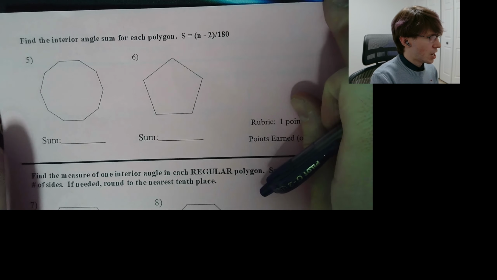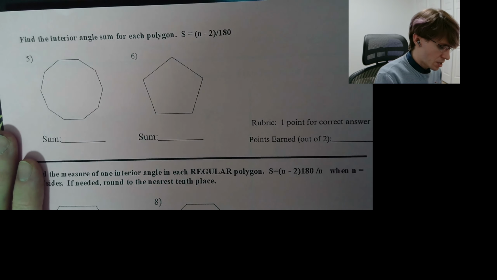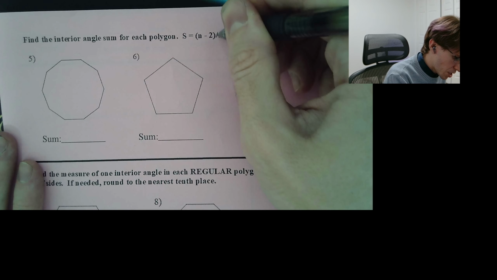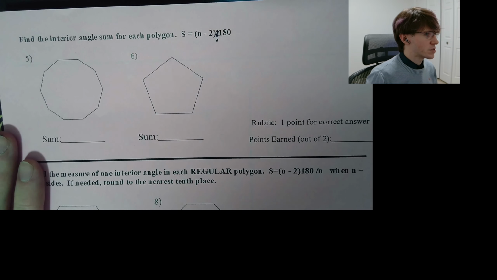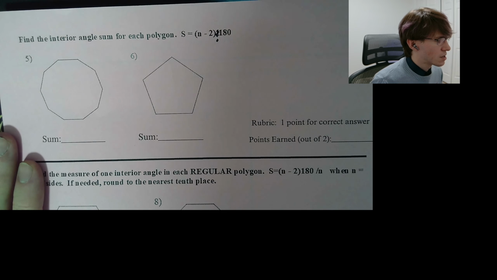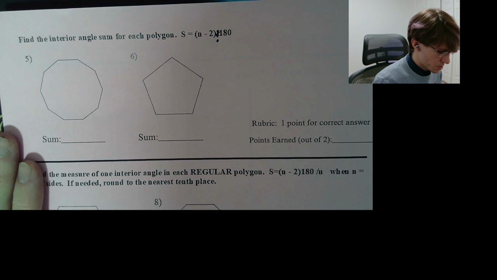So continuing on with these actual math questions, find the interior angle sum. I did correct this on the actual test, but this is a typo. It should clearly be a multiplication. You're not dividing the number of sides minus 2 times 180 by 180. You are multiplying those two things.